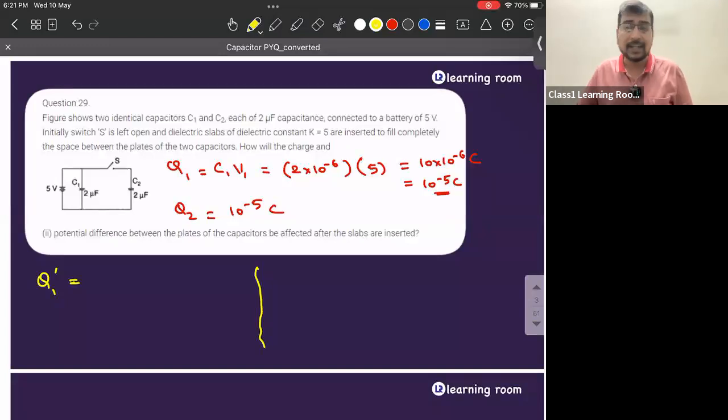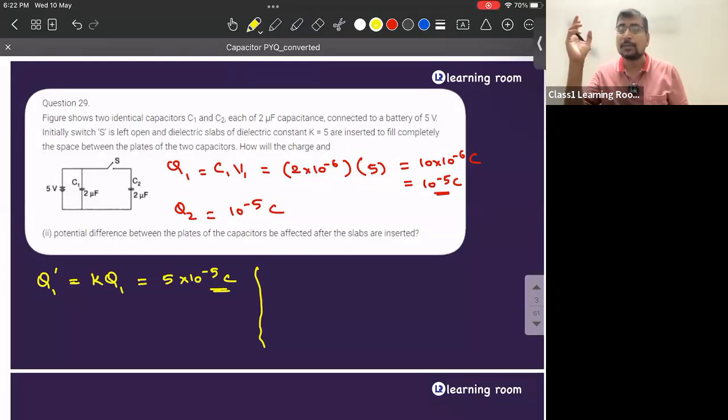So initially it had a charge of 10 power minus 5. Now after a dielectric of dielectric constant 5 is inserted, its charge will become K times the initial charge, where K is the dielectric constant. So the answer will be 5 into 10 power minus 5 coulomb.